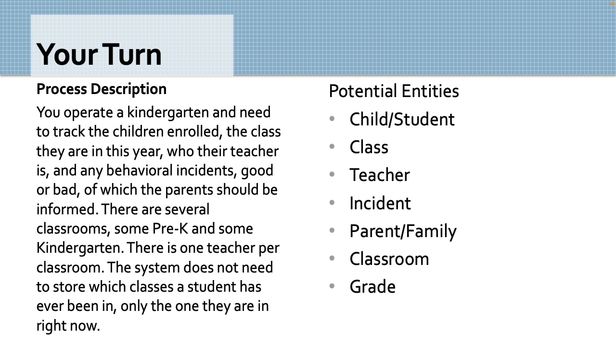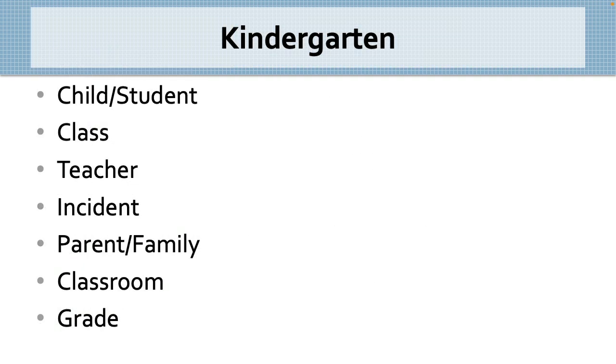to inspecting our candidate entities more closely to determine which are entities, which are attributes, and which may be neither. The first potential entity is child or student. It is definitely an entity because there are many attributes that describe it. But should we call it child or student?